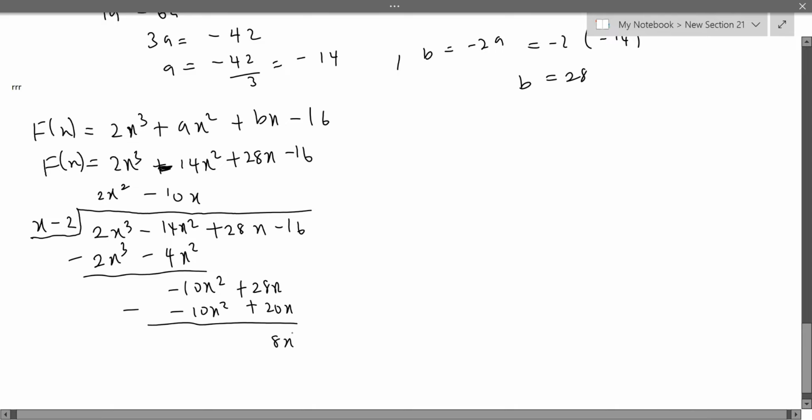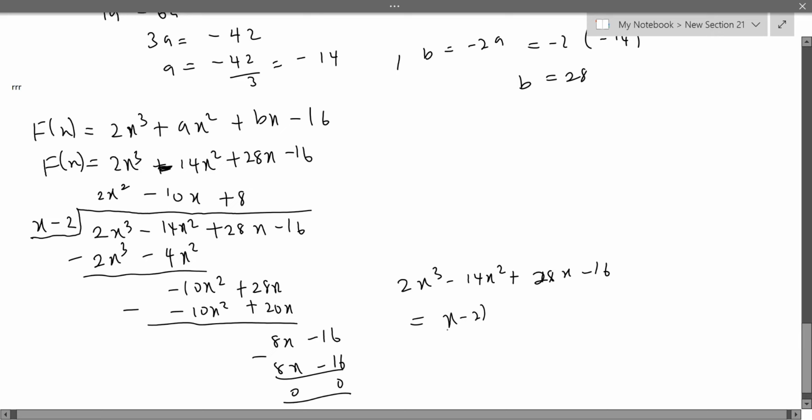Subtract it, you get 8x. You can drop your 16. x into that you get plus 8. 8 times that is 8x minus 16. Subtract it, you get 0. You can see that it is a factor. That is why we are having 0 as the remainder. So we are done. This 2x cubed minus 14x squared plus 28x minus 16 can be written as x minus 2 times the quotient 2x squared minus 10x plus 8.